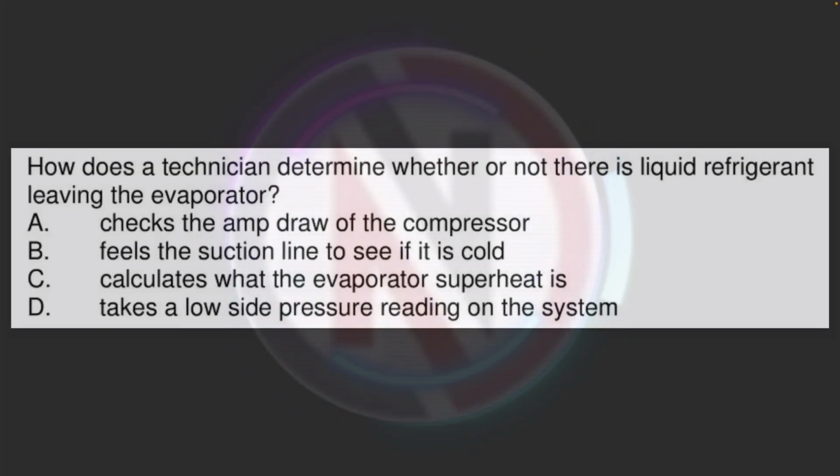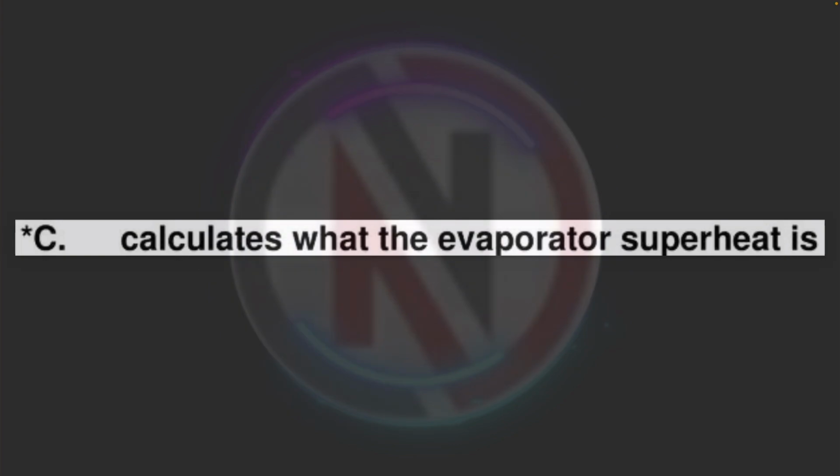How does a technician determine whether or not there is liquid refrigerant leaving the evaporator? A. Checks the amp draw of the compressor. B. Feels the suction line to see if it is cold. C. Calculates the evaporator superheat. D. Takes a low side pressure reading on the system. C, calculates what the evaporator superheat is.